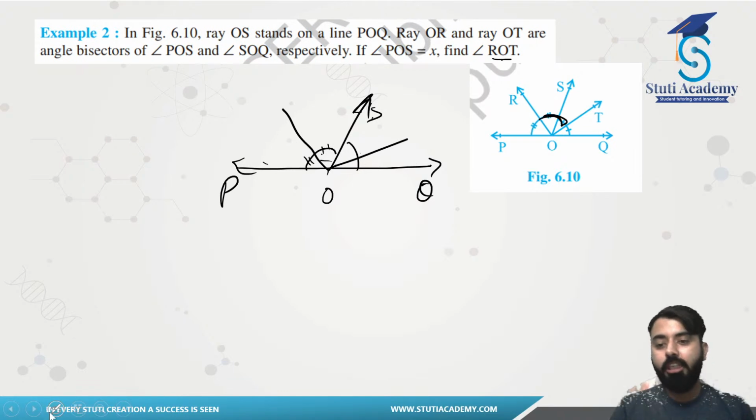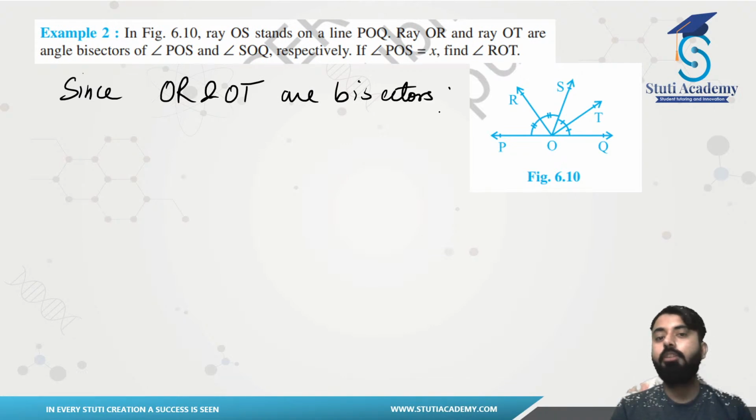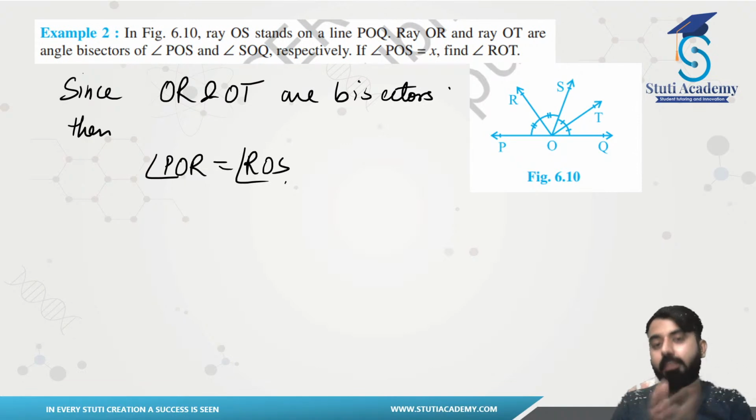Now you guys see, since OR and OT are bisectors, I can say angle POR should be the same as angle ROS. Bisectors just divide any quantity into two equal parts. We are talking about this entire angle, so it will be divided into two equal parts, right? This part right here will be the same as that one, and they have already used this notation to show that both of them are equal.